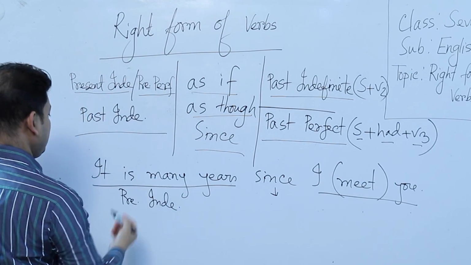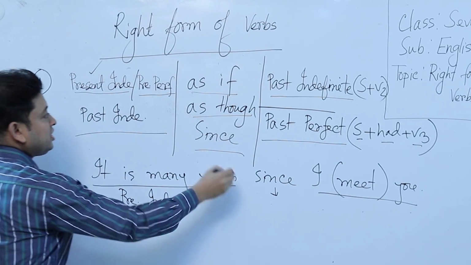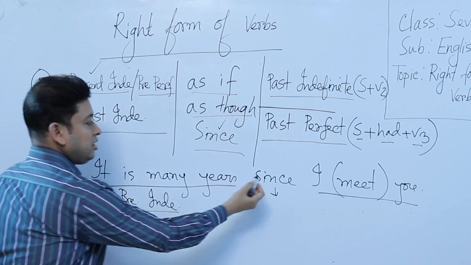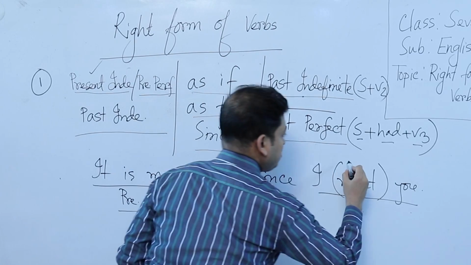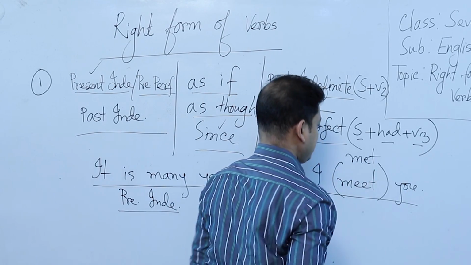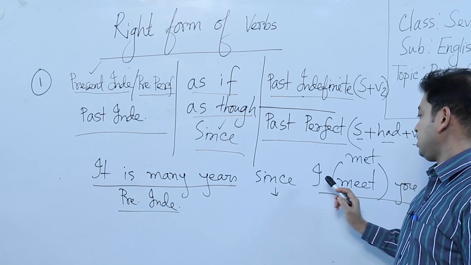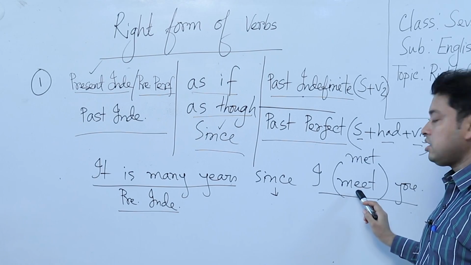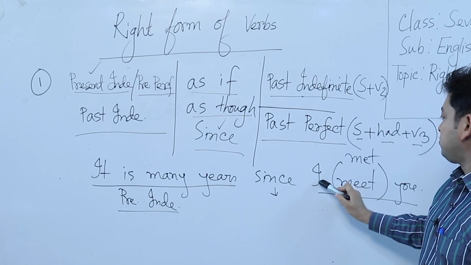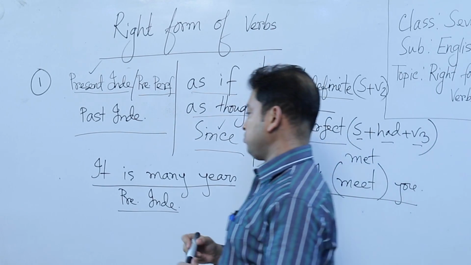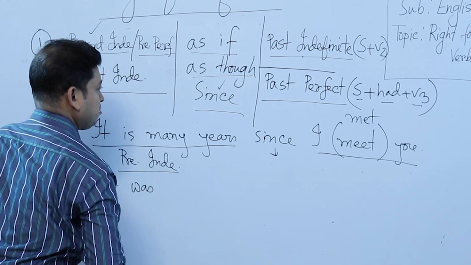Then according to this rule, if present indefinite tense is in the first clause, and since is in the middle, then the tense will be past indefinite tense. So here it will be met. Present indefinite tense, since in the middle, then it will be past indefinite tense. That means V2. See, this is the structure, subject plus V2. Let us see another example. If it is the same case, then what kind of problems will be there?